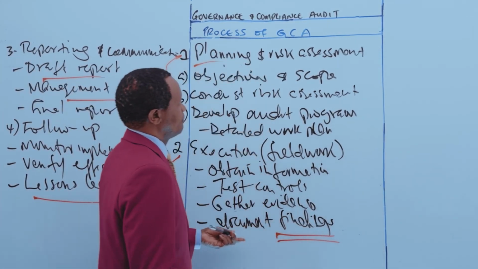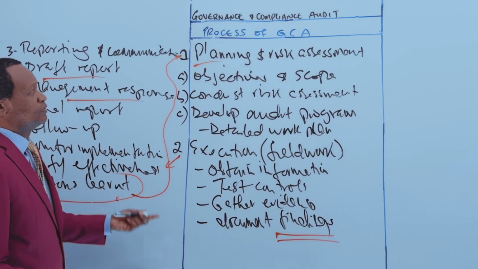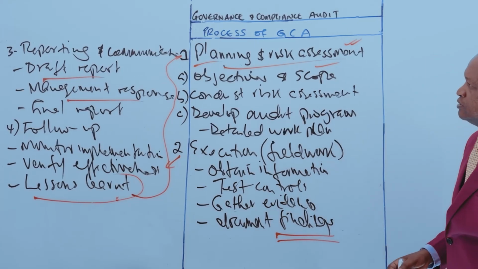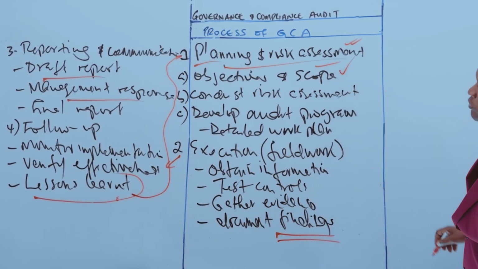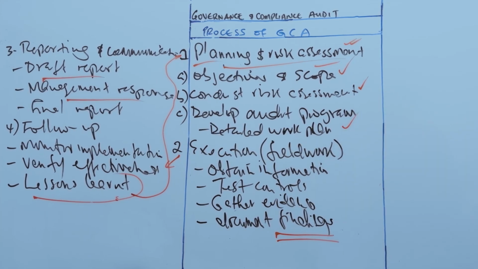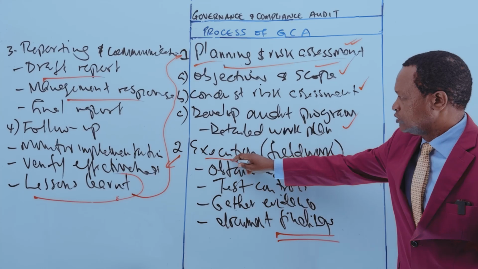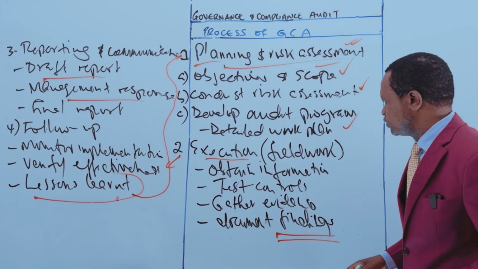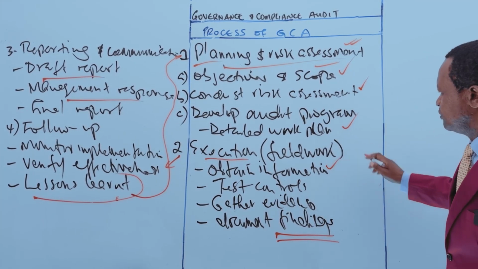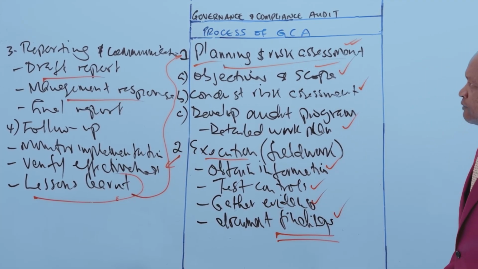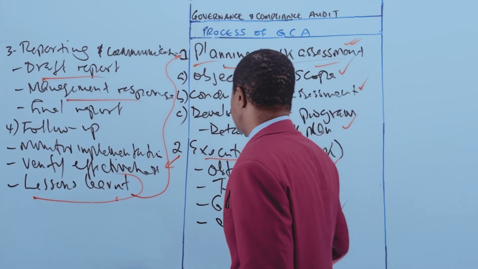And candidates, that is the process of governance and compliance audit. It begins with planning and risk assessment. You define the objectives and the scope, you conduct risk assessment, you develop a detailed work plan. Then you go to the field, execution. This is where the boots are on the ground. You go to the ground, you obtain information, you test controls, you gather evidence, you document findings.